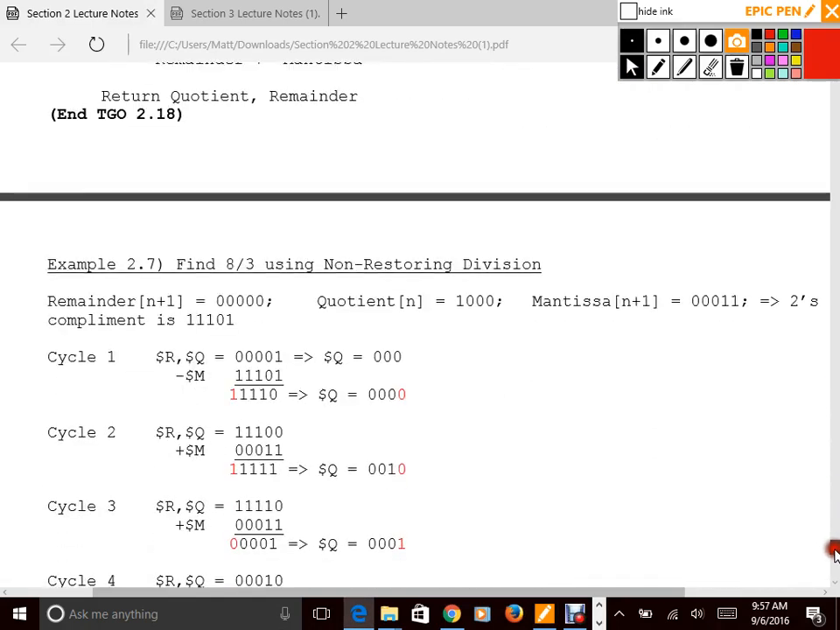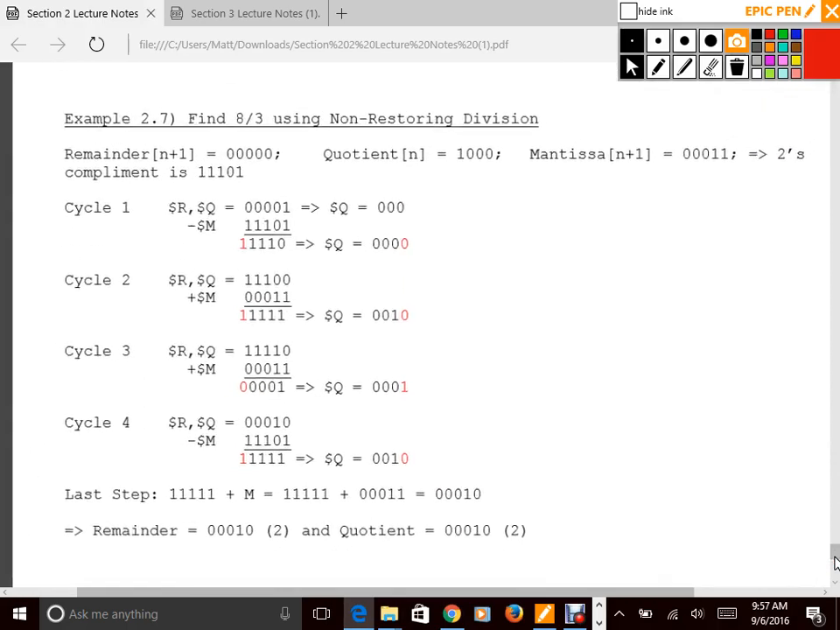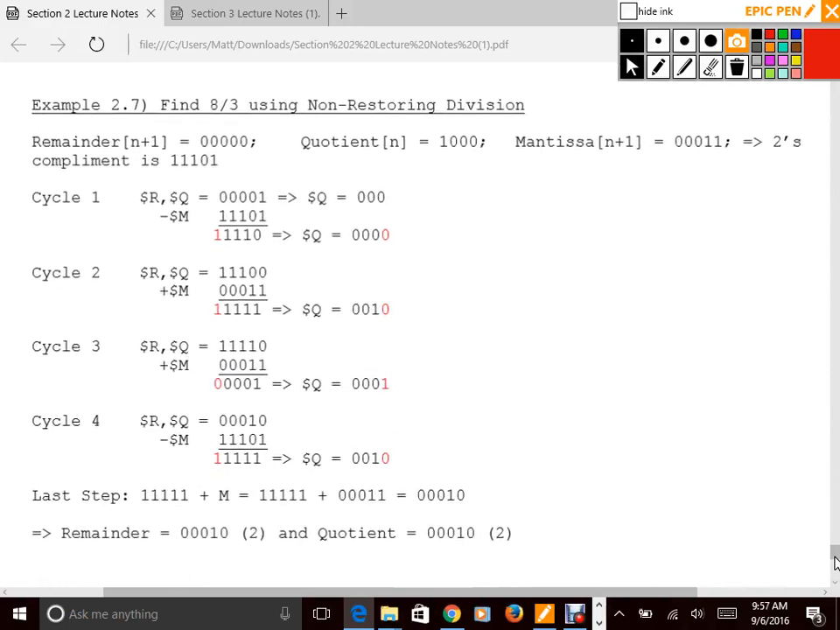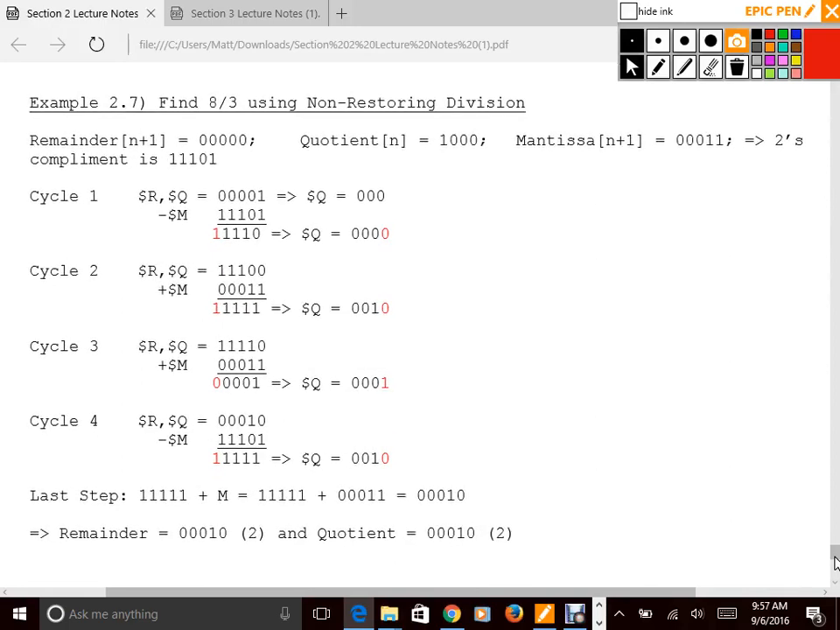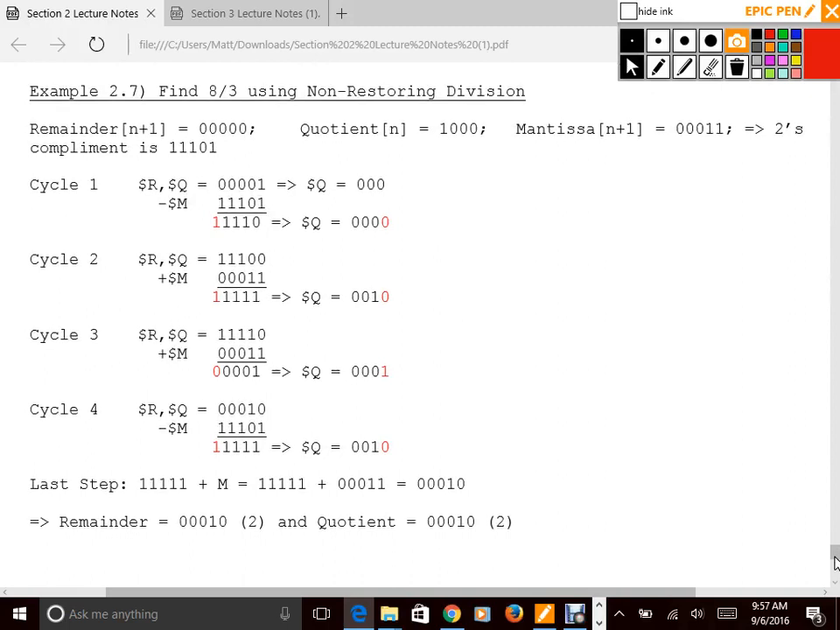Okay, so here is our example, Example 2.7, I believe this is the end of section 2, yes. Finding 8 divided by 3 using non-restoring division. So we start out the same way. We have 0, 0, 0, 0. We know the quotient is 1, 0, 0, 0. We know the mantissa is 0, 0, 0, 1, 1 because it's 3. And we know the negation of that complement is 1, 1, 1, 0, 1, right? So far, the same thing.